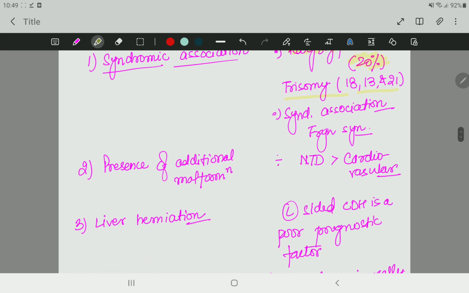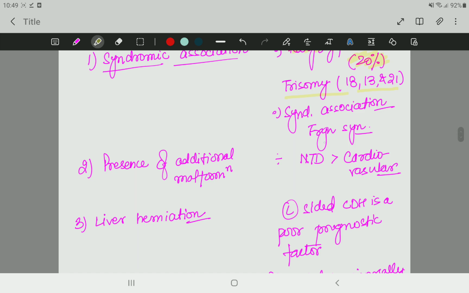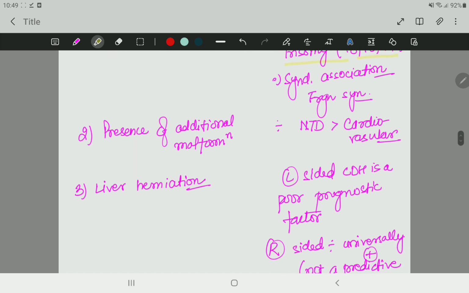Among syndromic associations, there are many syndromes; the commoner one is Fryns syndrome, which may have additional malformations. The second factor is the presence of additional malformations. The commonest malformations seen with CDH, whether the child is alive postnatally or lives for a certain period and then dies because of the abnormalities, are neural tube defects, and the second commonest are cardiovascular anomalies.